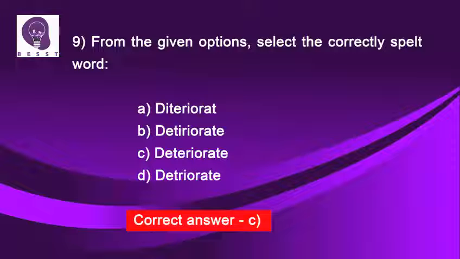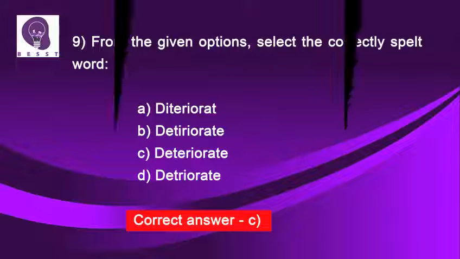Now out of these four options, which is correctly spelled? If we look into it, the correctly spelled word is option number C, D-E-T-E-R-I-O-R-A-T-E, deteriorate. What does it mean? It means to get worse or collapse. So the correct answer is option number C.